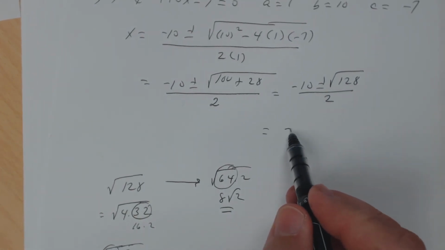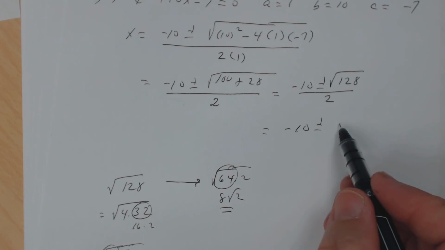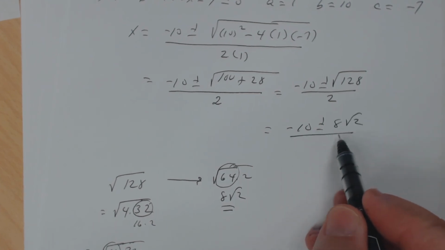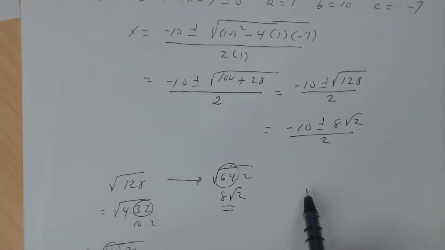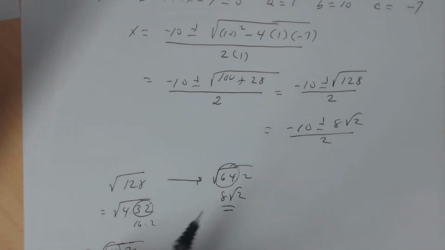All right, so let's go back over here now. So I'm going to get negative 10 plus or minus 8 square root of 2 over 2. All right, so just like we did in the previous one, remember this one right here.